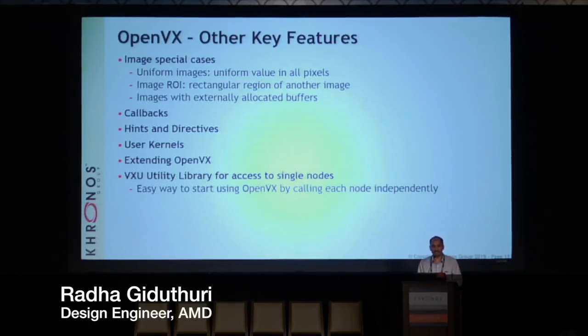User kernels are pretty much kernels that a user can develop that run on the host CPU. But it follows every framework rule in terms of verifying the graph. It follows all the guidelines that are dictated. There are certain API framework functions that users have to develop to create their own user kernels. And there's a VXU library, which is pretty much an easy way to get started. All you want to do is call one particular kernel. Instead of creating a graph, it just gives you a small wrapper underneath, which creates a graph and then runs it automatically in there.